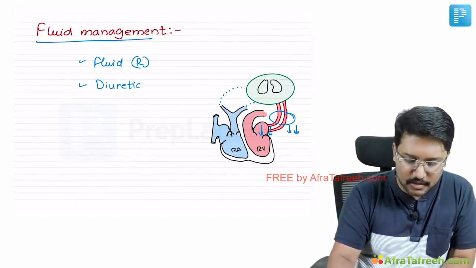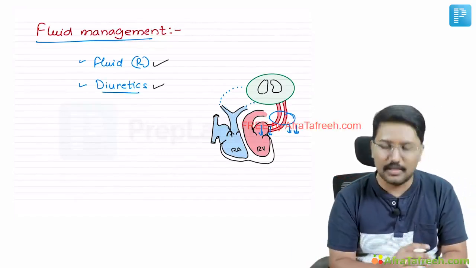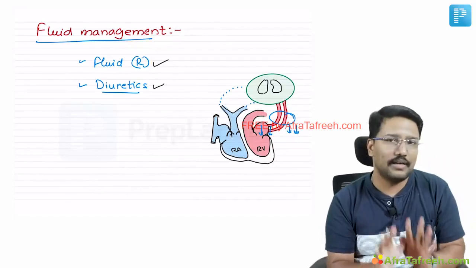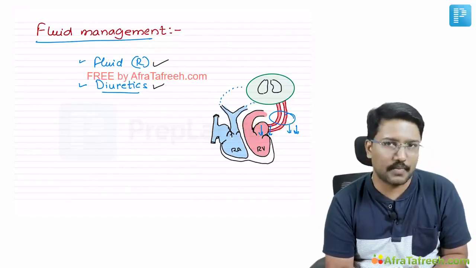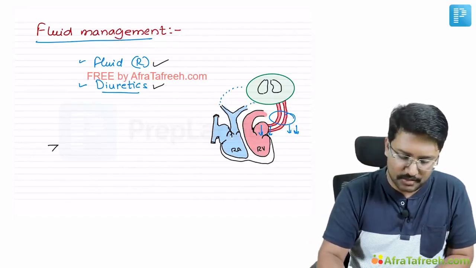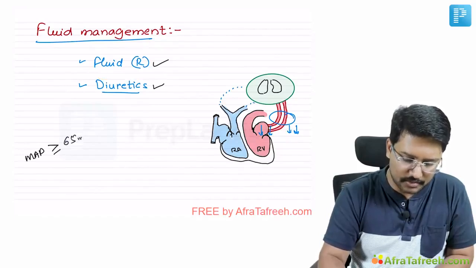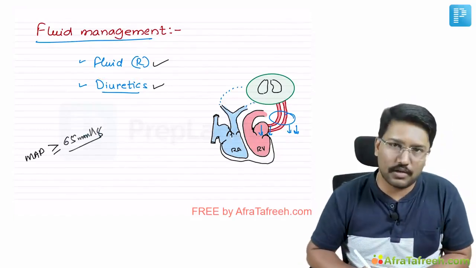So evidence says that diuretics should be considered. Fluid restriction is recommended, diuretics are recommended. In other words, I can say aggressive reduction of left atrial pressures is recommended. Clear? Okay, but also keep in mind that you cannot cause tissue hypoperfusion. So your MAP should be maintained at more than or equal to 65 millimeters of mercury. So if your MAP is going down, probably you need to give some amount of fluids, and you also need to cut down on your diuretics.